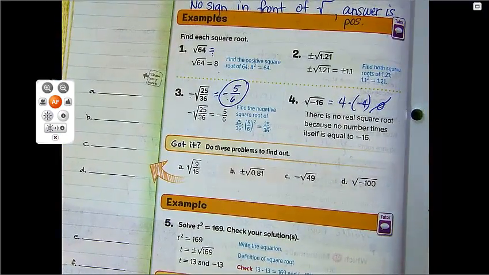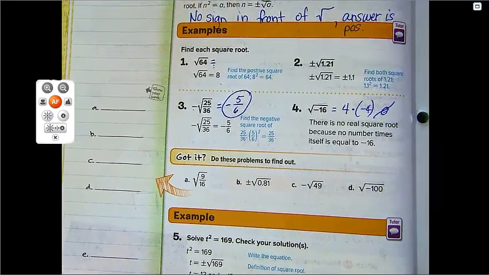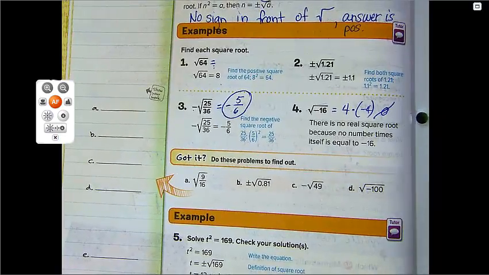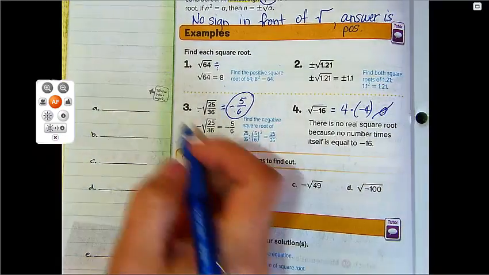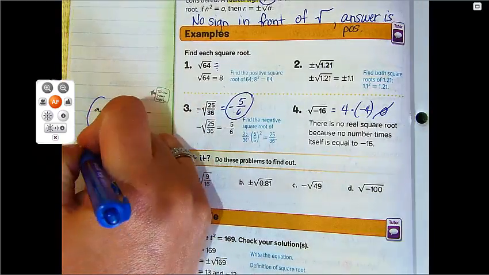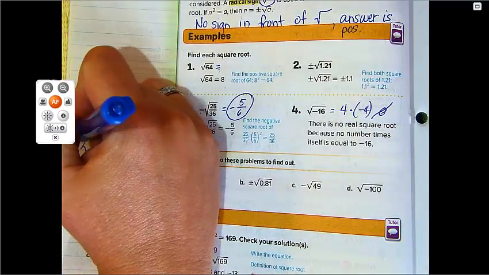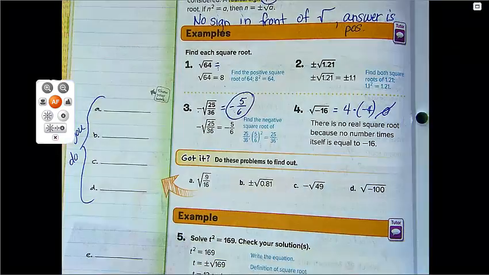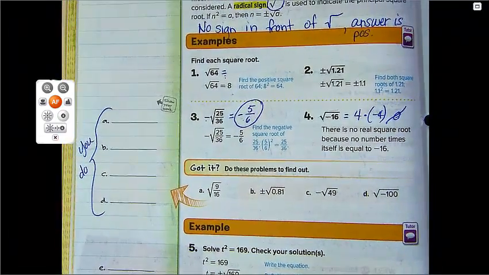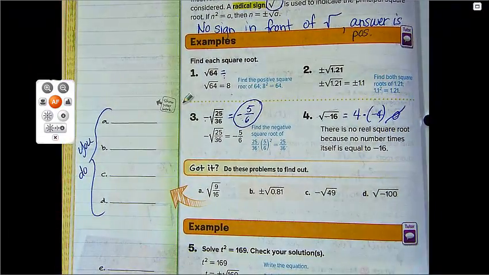Go ahead and try A through D on your own. We will be checking this to give you your homework tomorrow, so make sure that you do A through D on your own. Okay? And we're going to check that whenever we see your homework tomorrow.